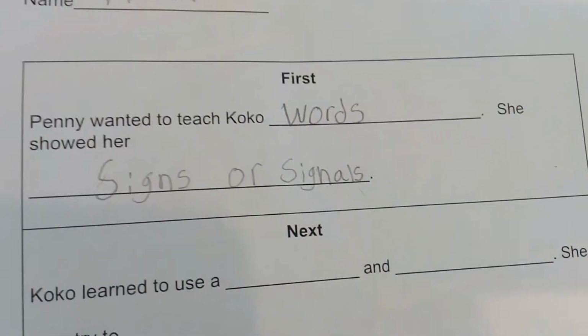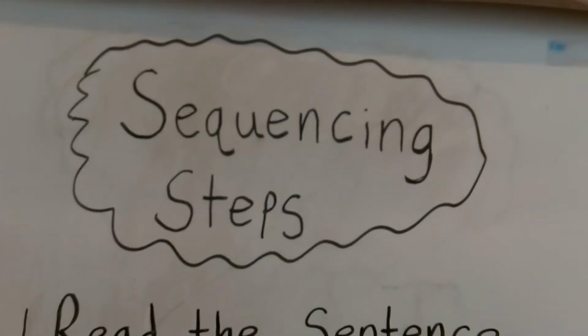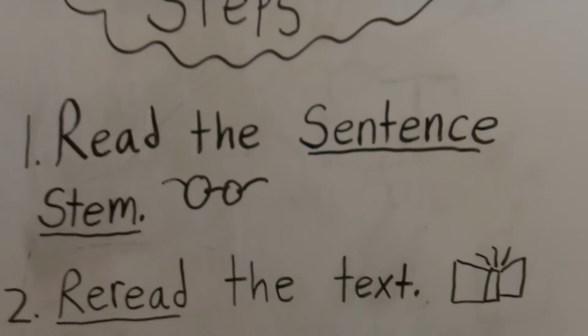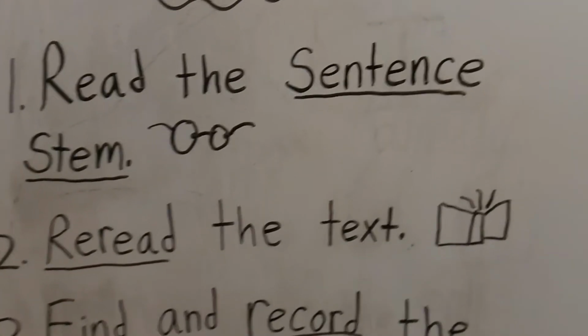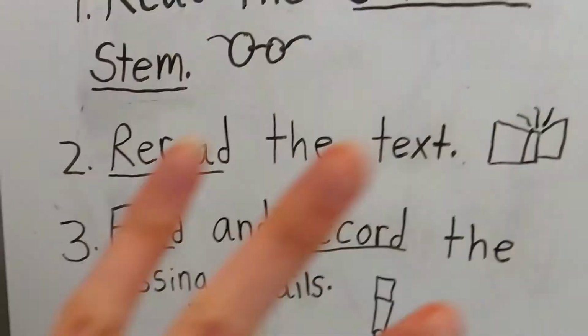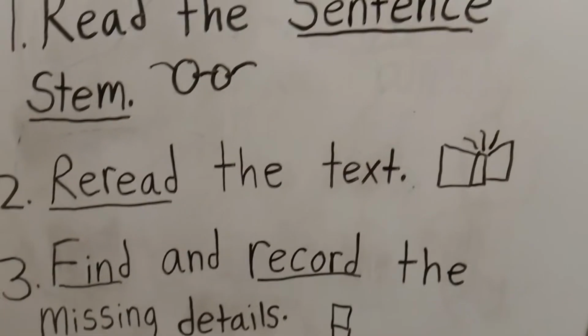Notice I'm using my very best handwriting, which signals... So now you guys got to watch me sequence the text for the first. So what I did was, first you saw I read the sentence stem. Number 2, I reread that text. And finally, step 3, the most fun part, I found and recorded the missing details.